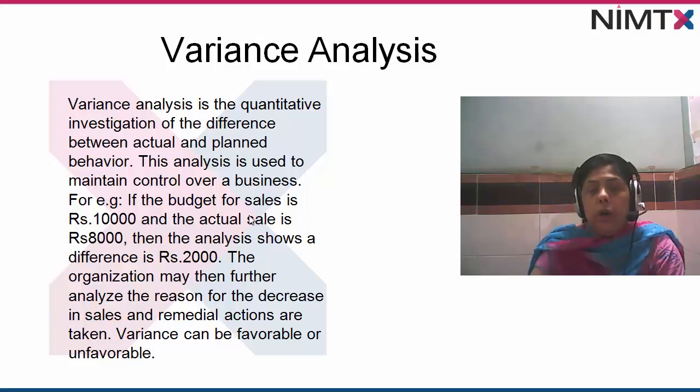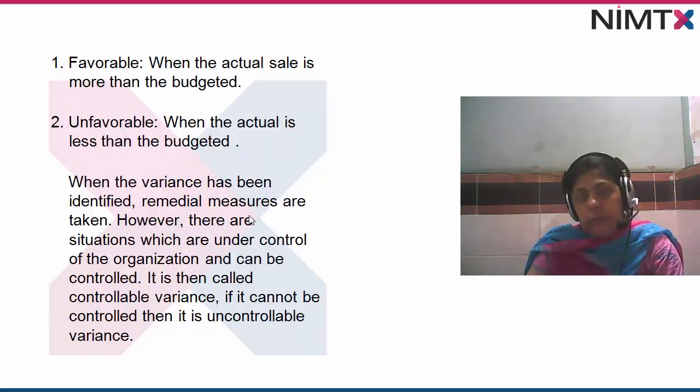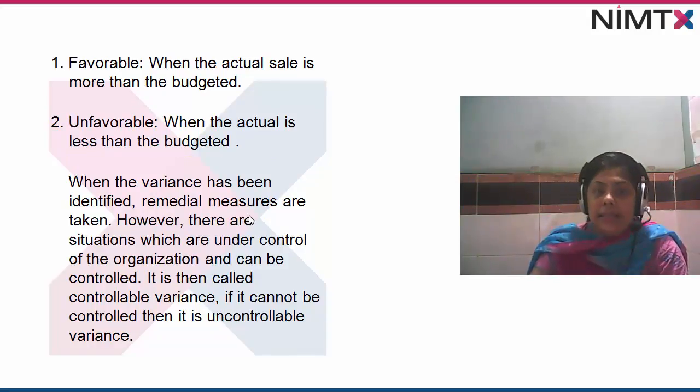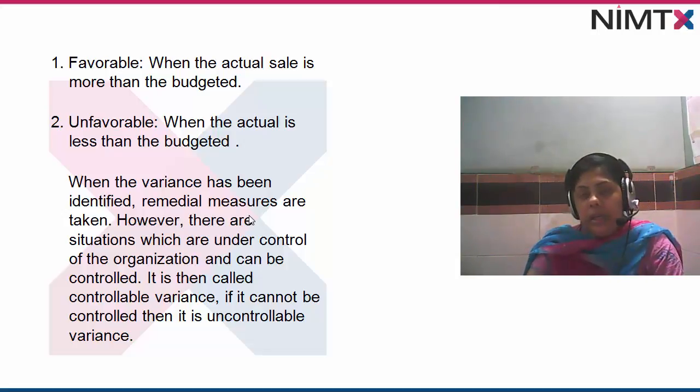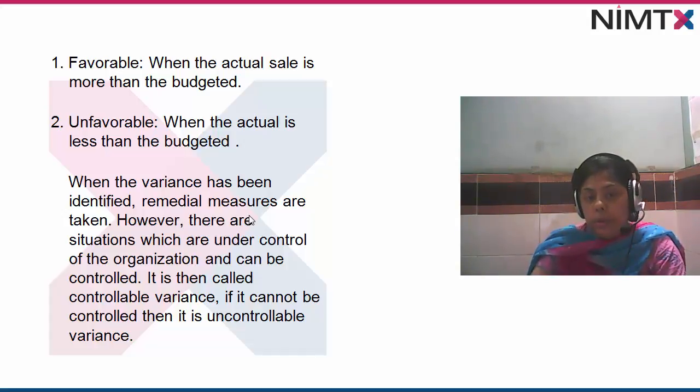Variance can be favorable or unfavorable. Favorable when the actual sale is more than the budgeted, and unfavorable when the actual sale is less than the budgeted. So in the above example, as I said, the budgeted sale was 10,000 while the actual was 8,000. So this is an unfavorable variance. When the variance has been identified, remedial measures are taken. However, there are situations which are under the control of the organization. It is then called controllable variance. If it cannot be controlled, then it is uncontrollable.